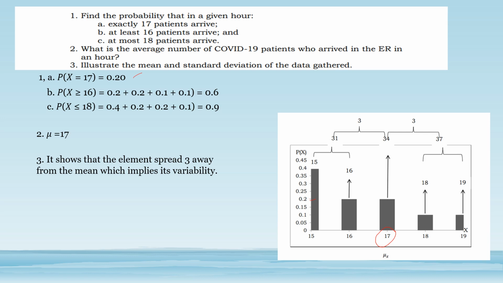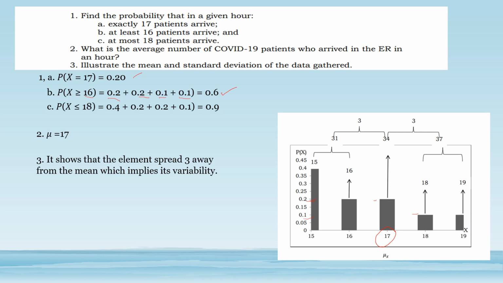Letter B, find the probability that in a given hour, at least 16 patients arrive. At least means 16 is the least number of patients, so including 16 up to 19. So get the probability of 16, that is 0.2, plus the probability of 17, that is also 0.2, the probability of 18, that is 0.1, and the probability of 19, that is also 0.1. Adding all these four, we have 0.6 as the probability of at least 16 patients arriving.